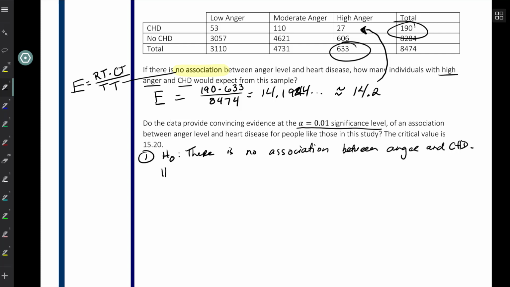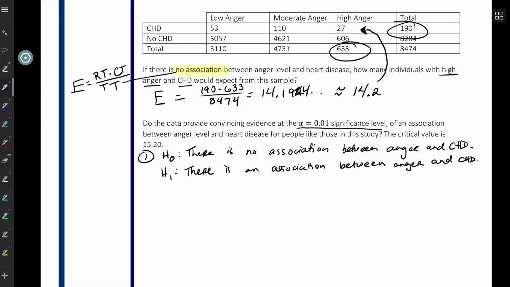The alternate hypothesis, however, H sub 1, is going to be saying there is a difference, there is a change. And in this context, there is an association between our two variables. Our two variables in this case are anger and CHD. Okay? So that's step 1, is writing out the hypothesis statements.